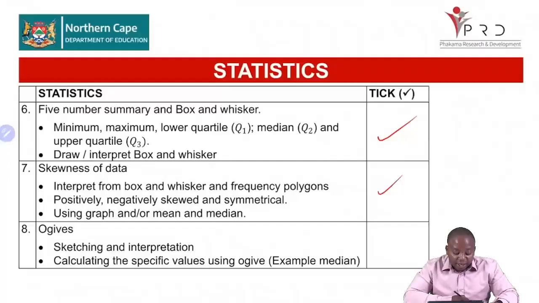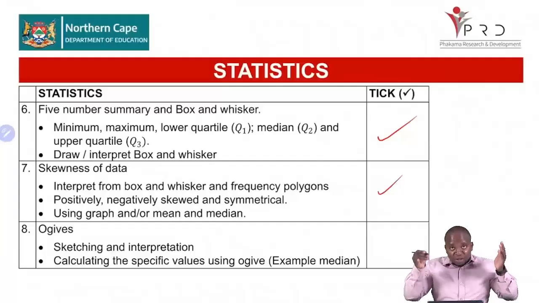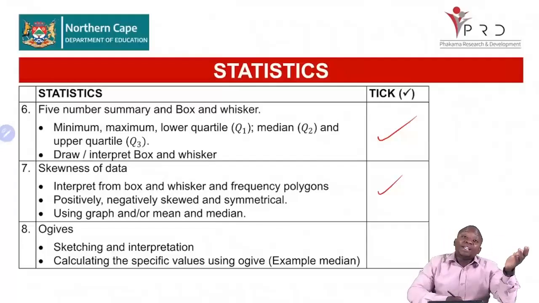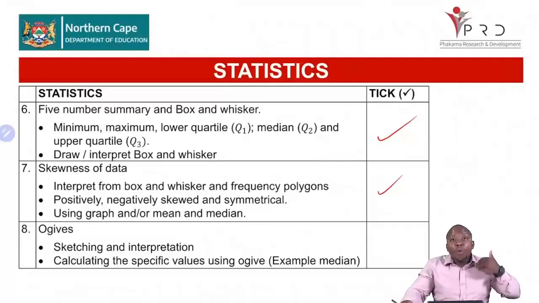And again, when we're looking at the skewness of the data, can I find the skewness using the graph and/or using the mean and median? So remember, you can use the mean and median to find how data is skewed. When the mean is greater than the median, how is the data skewed? When the mean is less than the median, how is the data skewed?